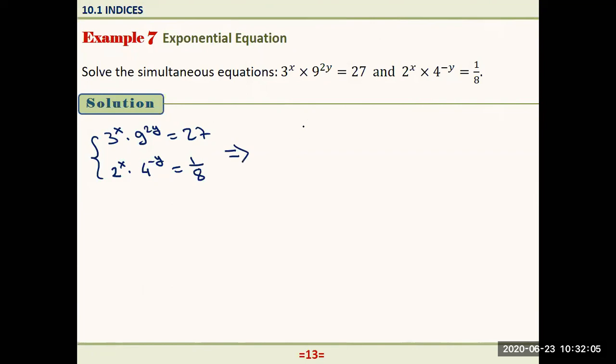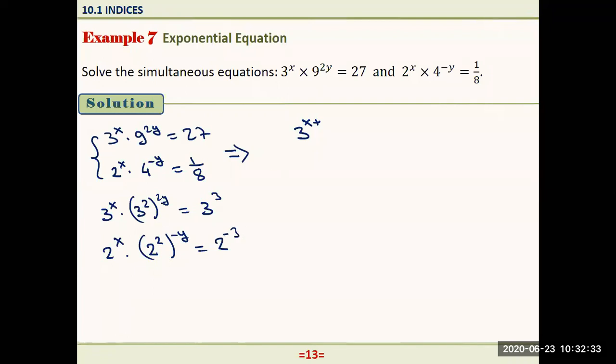So here we have 3 to the power x times 3 squared to the power 2y. On the right hand side, 3 cubed. How about here, 2 to the power x times 2 squared to the power negative y equals, how about here, we have 2 to the power negative 3. So here we have 3 to the power x plus 4y, because 2 times 2y is 4y, equals, on the right hand side, 3 cubed.